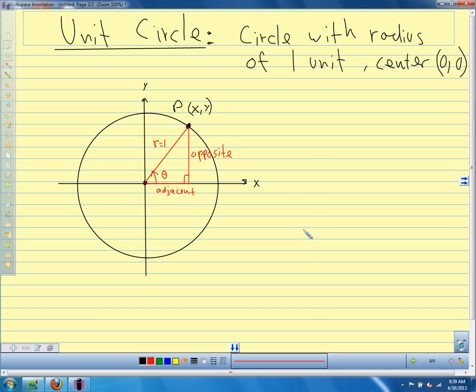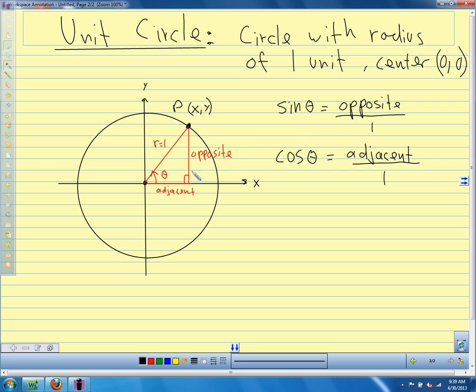So now we can write our sine and our cosine of our angle. Sine of theta is the opposite over the hypotenuse. Well, the hypotenuse, because we made the radius 1 unit, is just 1. So that doesn't change anything. And the cosine of the angle is the adjacent over the hypotenuse, which is just 1. So that doesn't change that at all.